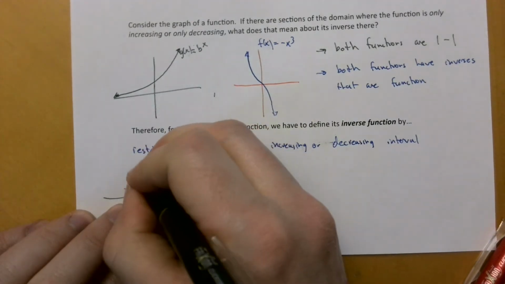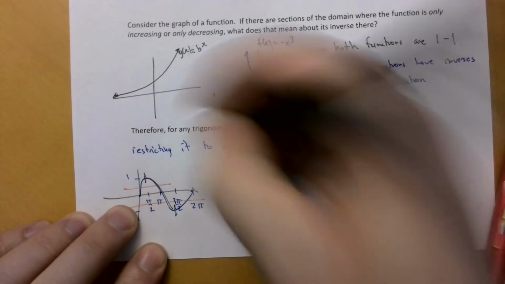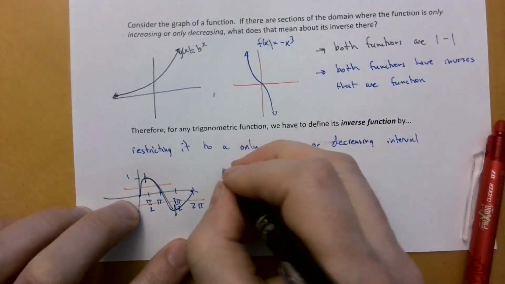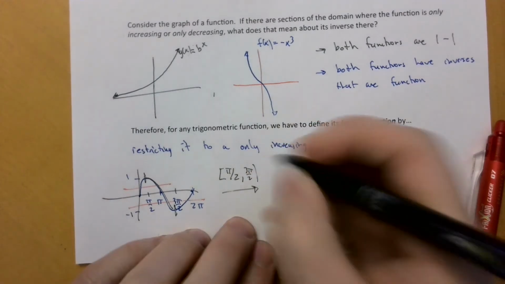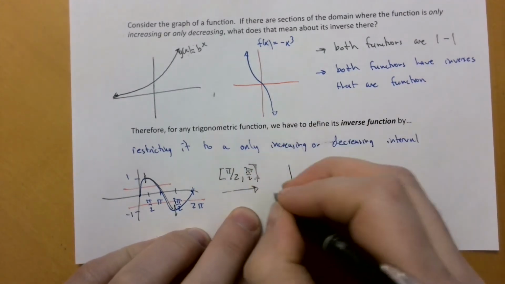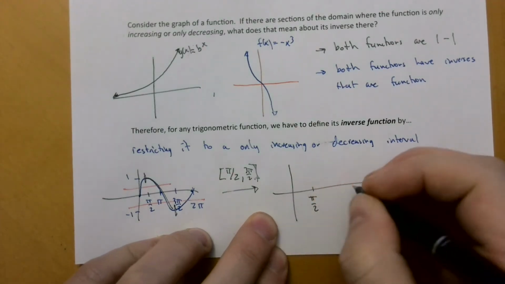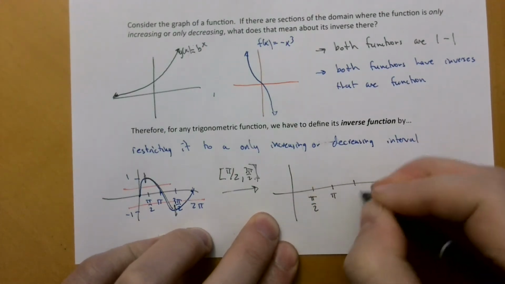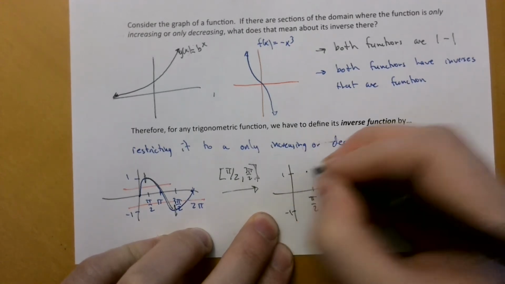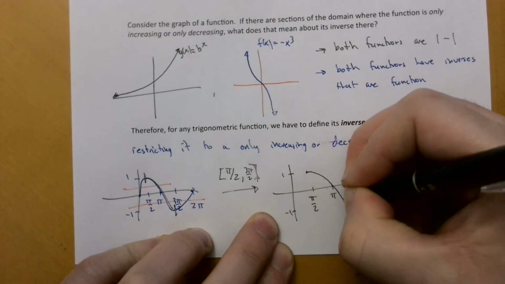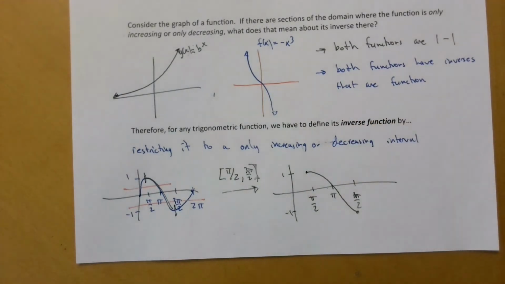However, if I were to restrict my domain to just these values, so let me show that restriction. I'm going to restrict it to just pi halves to 3 pi halves. I would have a 1-to-1 function that would then have an inverse that itself was a function. So here it is. Swoop. That's more or less what it would look like if we restricted it to that domain.